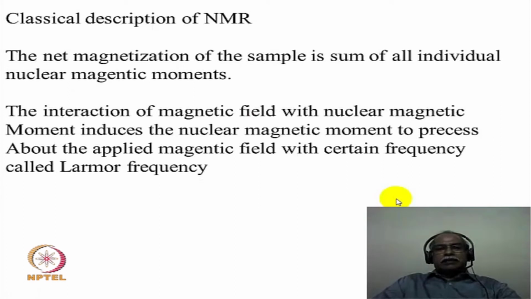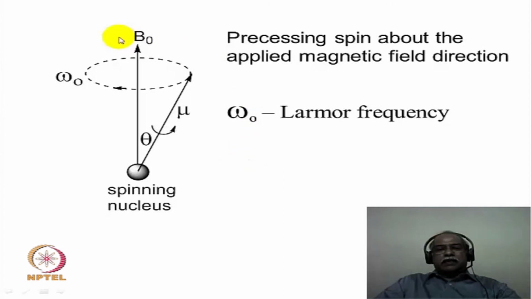In the classical description of NMR, one can think about a nucleus which is precessing around the magnetic field that is being applied. In other words, the net magnetization of a sample is essentially the sum of all individual magnetic moments. The interaction of the magnetic field with the nuclear magnetic moment induces the nuclear magnetic moment to precess about the applied magnetic field with a certain frequency called the NMR frequency. This is better explained using a diagram.